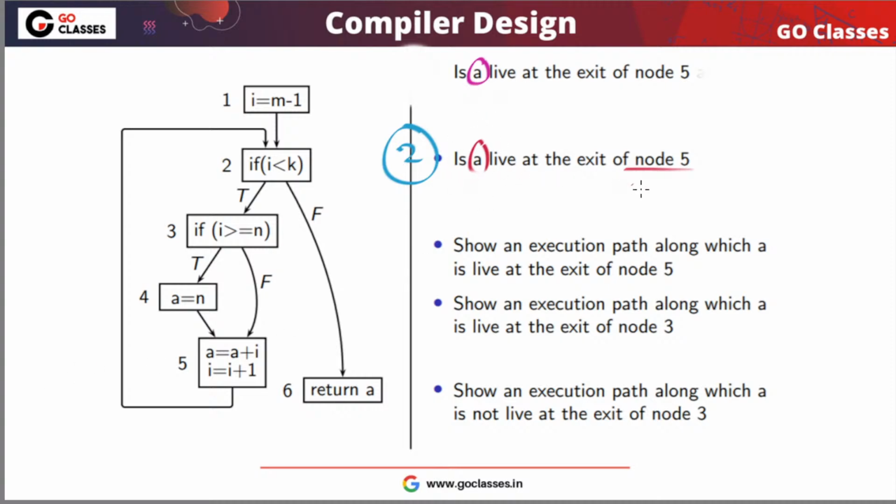Is A live at exit of node 5? Let me change this question and ask you exit of node 3. So tell me what is the answer. Exit of node 3 means here. At this point, is A live? This is my question. Is A live at this point?